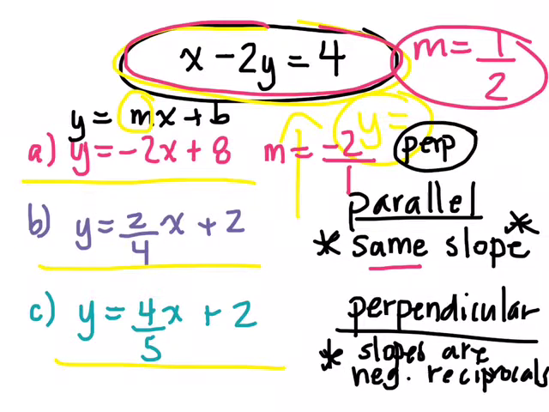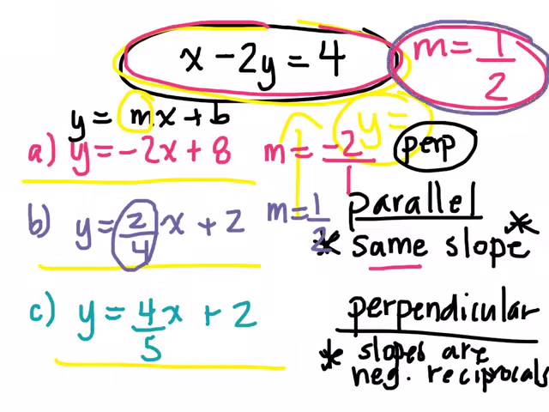Let's look at line B. What is the slope of line B? What is the slope of the second line? Good. 2 over 4. Let's reduce that. Let's put it in lowest terms. What would that be in lowest terms? 1 over 2. Is that the same as the original? Okay, so these two lines are parallel.